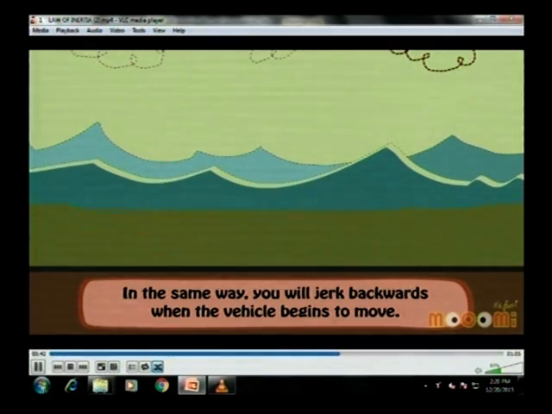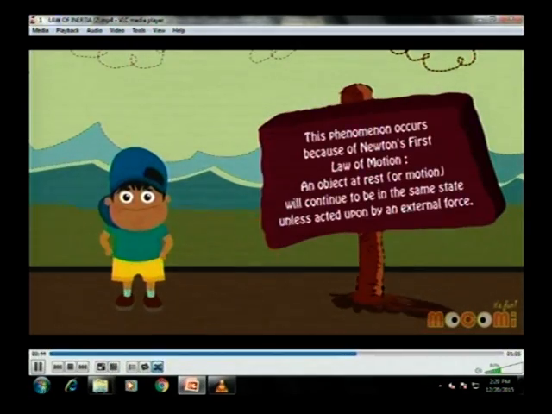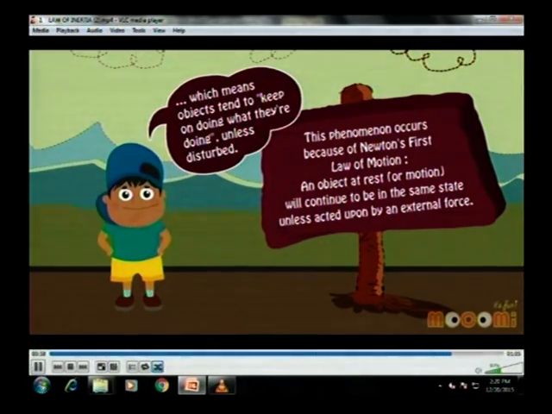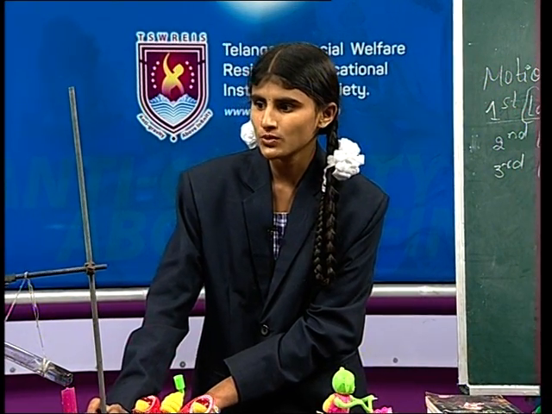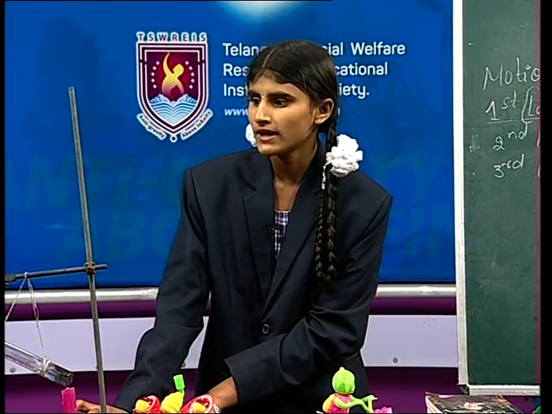This phenomenon occurs because of Newton's first law of motion. Newton's first law of motion: an object at rest or in motion will continue to be in the same state unless acted upon by an external force. Okay friends, which means here the objects tend to keep on doing what they are doing unless disturbed. This is the video friends. I think you all like this video, and when you go to your village for Christmas holidays, then you will experience the inertia, okay?